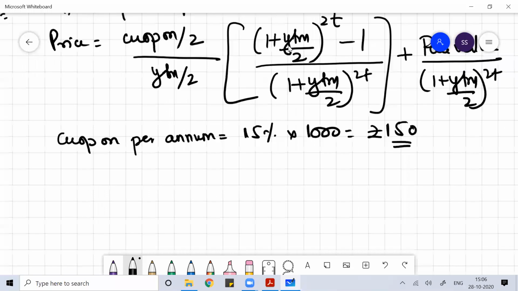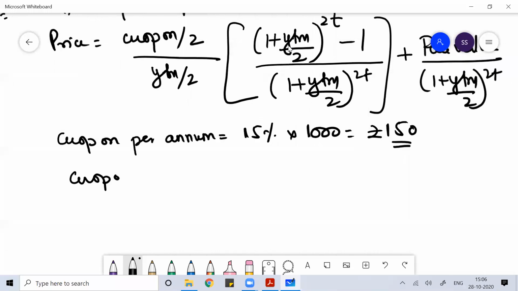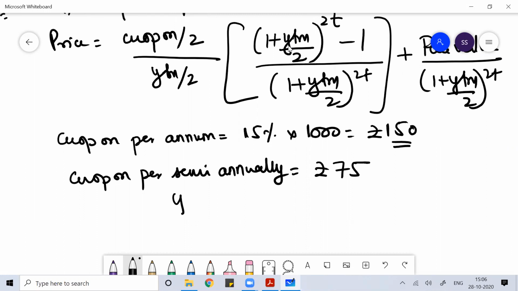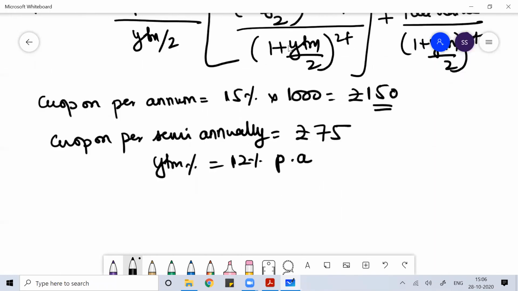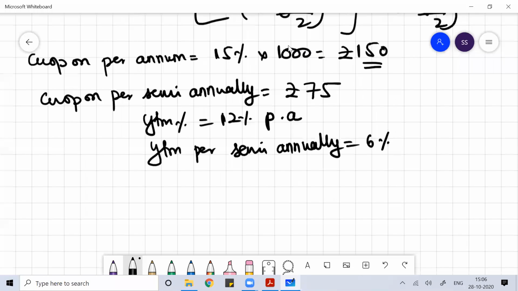Okay, so the coupon per semi-annual period will be equal to 75 rupees. And the YTM, again in percentage, is given as 12% per annum. So the YTM per half-yearly period would be equal to 6%. So the yield to maturity per semi-annual period will be equal to 6%. Okay, so I can find the price of the bond.